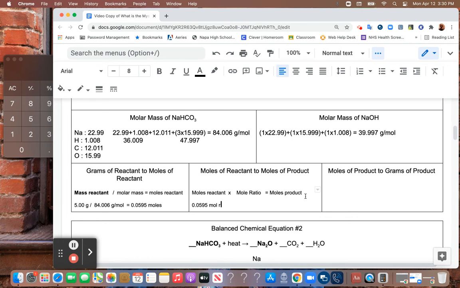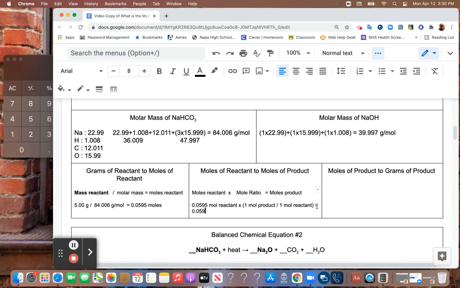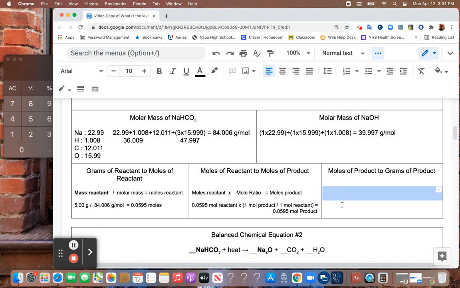Well, I end up with 0.0595 moles of reactant. Multiply that by 1 to 1, 1 mole product divided by 1 mole reactant. And that's going to equal, well, 0.0595 moles of product. I'm just multiplying everything by 1. That's pretty fancy.